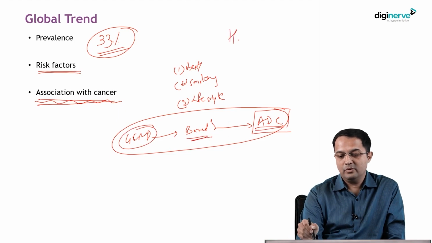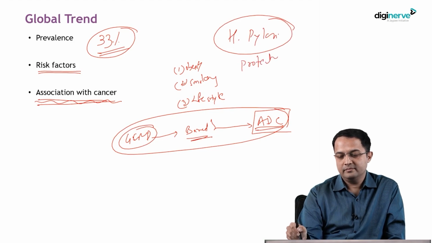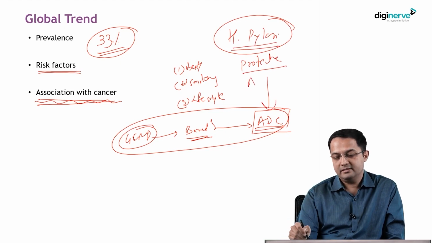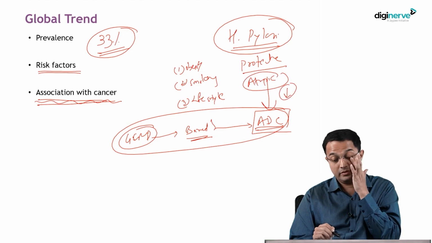The other thing we need to know is H. pylori infection. H. pylori infection is protective for this, because H. pylori infection causes atrophic gastritis, and then the acid secretion is less. So that's why it is protective for adenocarcinoma.